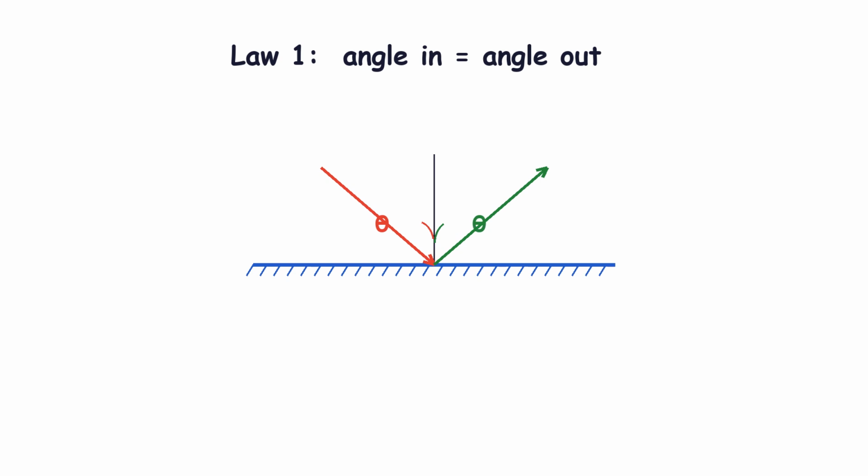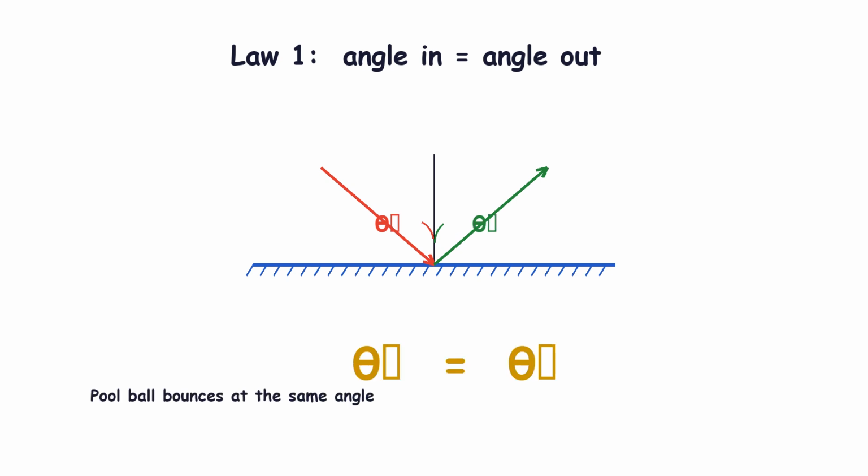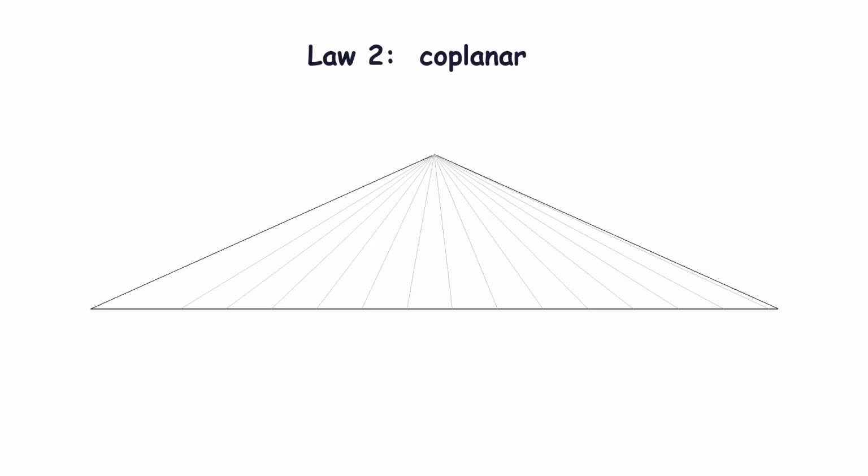Law 2. The incident ray, the reflected ray, and the normal all lie in the same plane. They cannot be tilted out of this flat surface.